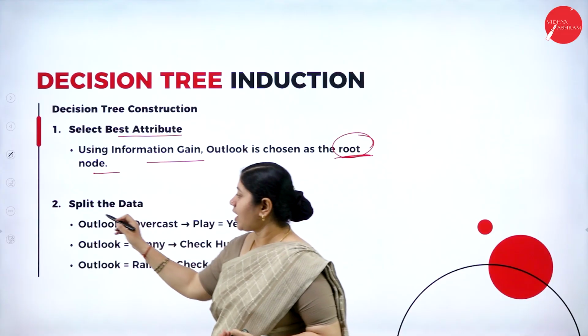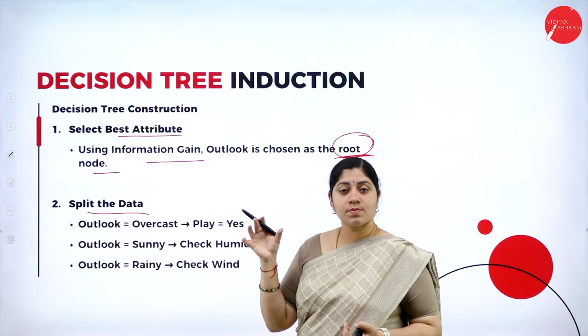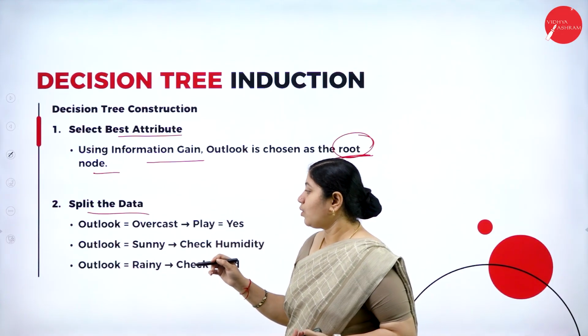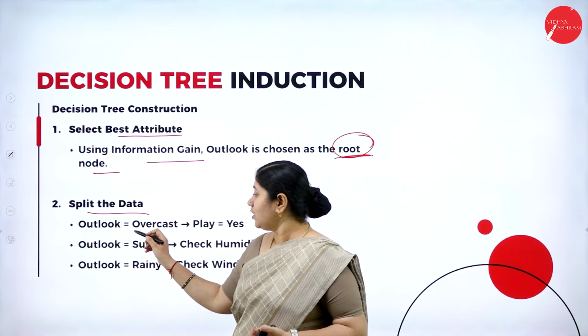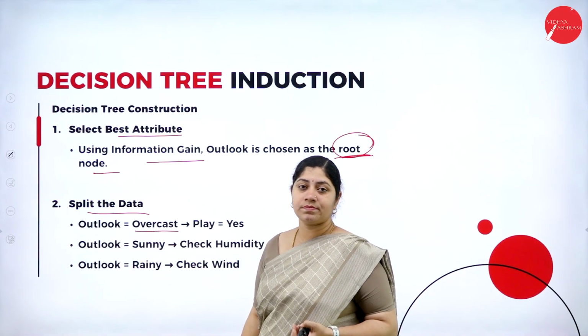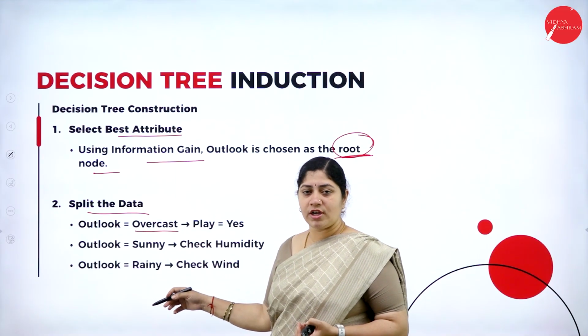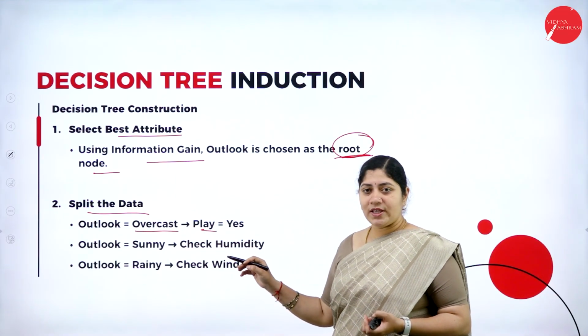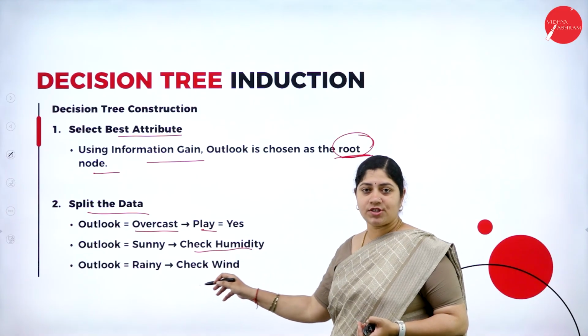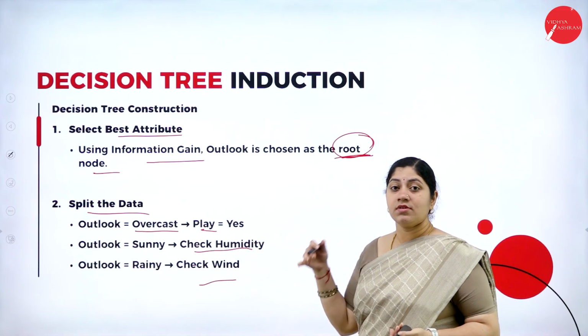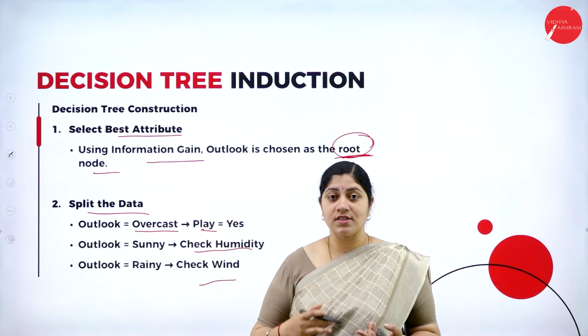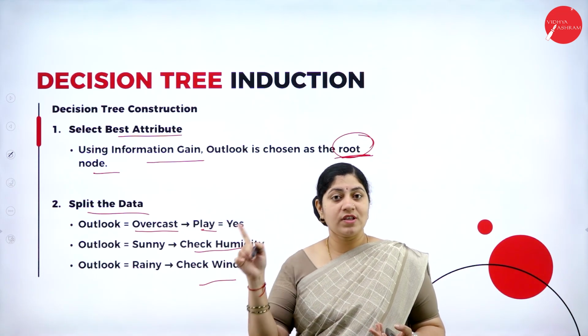Next, the following step is to split the data, or split the information. So how have we split it? Based on the attribute outlook, we have considered three attributes: overcast, sunny, and rainy. Further, can we play? Check humidity, check wind. So these are the further data sets that are considered with respect to the first root node.